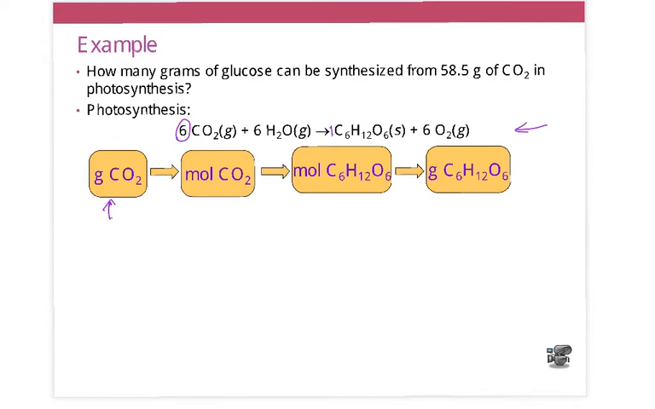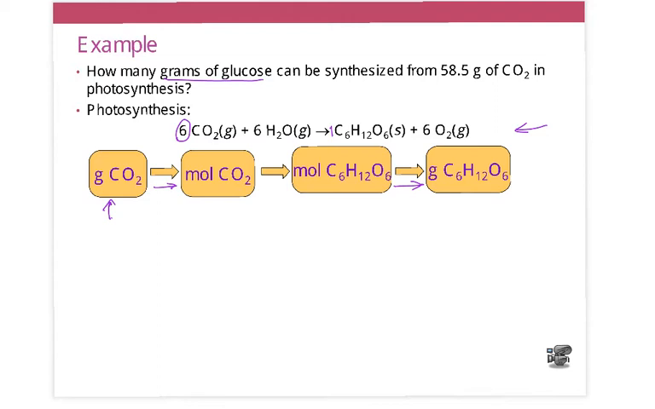So that's why we have to first convert to moles of carbon dioxide. And then after we convert to moles of carbon dioxide, we can use the coefficients in our balanced chemical equation to figure out how many moles of glucose we're producing. And since we want the answer in grams, we convert the moles of glucose into grams of glucose. All right, let's do that.